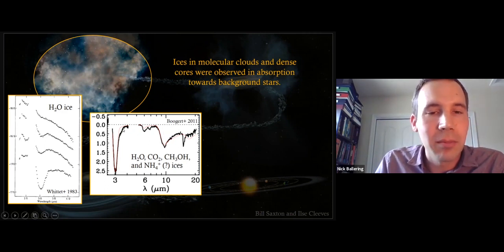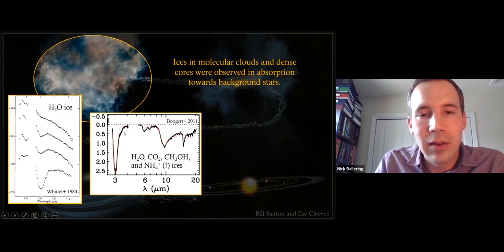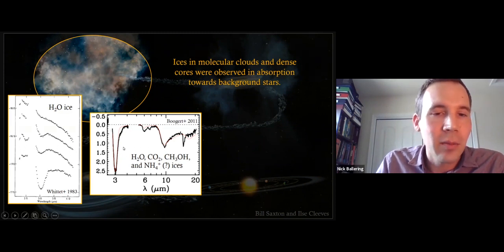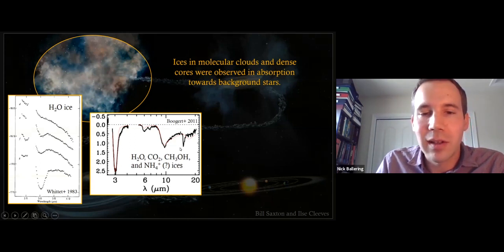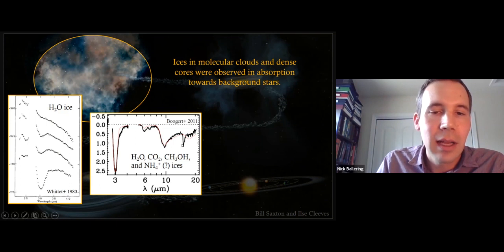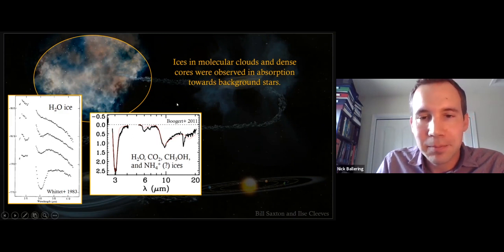This work took off a lot more with Spitzer, of course, and here's some work from Spitzer showing an absorption spectrum through a dense core, again in Taurus, detecting again the 3-micron feature from water ice, as well as CO2 ice at 15 microns, methanol ice around 9 microns, and some other features around 6 to 8 microns, which might be from things like NH4+.